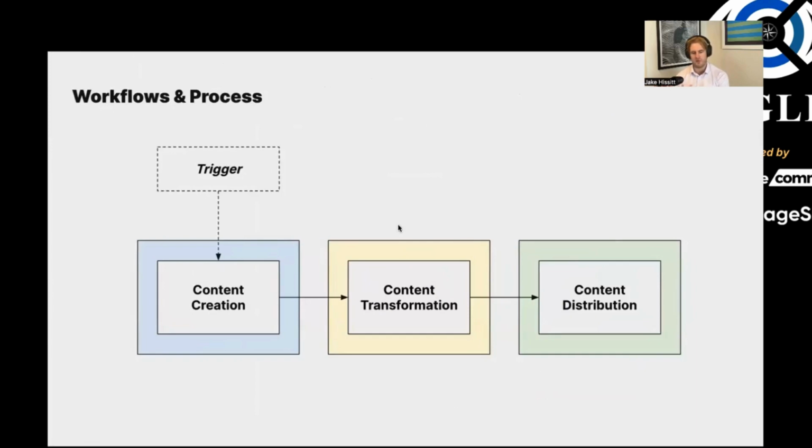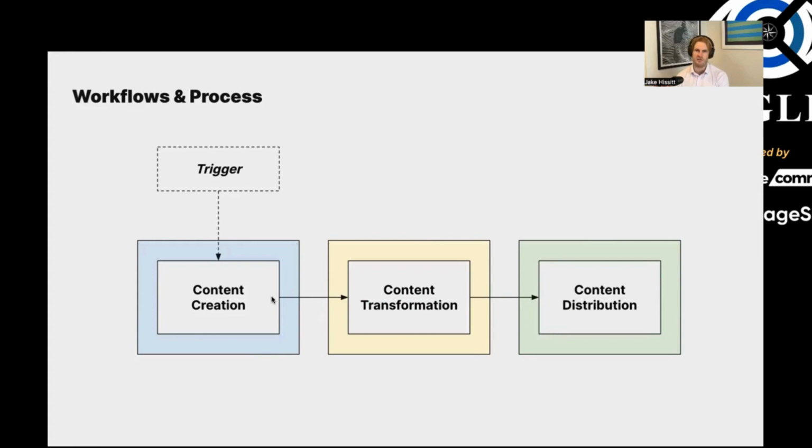Now, when it comes to streamlining workflows and processes, I like to use this model. Usually in AI automation, there is a trigger point. The content will be created. It can then be transformed into a series of different styles of content and then distributed across various channels. We're going to look into this process in more detail in the second half of the presentation.